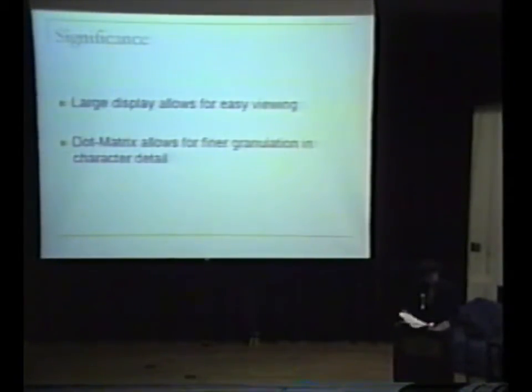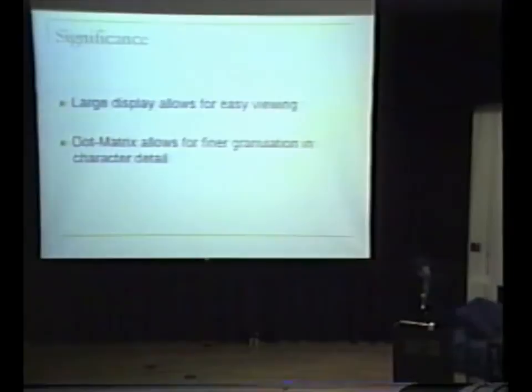The significance of this is that the purpose of the project was to build a larger display that could be visible to people with poor eyesight, to meet Americans with Disabilities Act requirements, and also the dot matrix display allows for finer granulation and character detail, as it uses individual LEDs instead of a bar LED system.